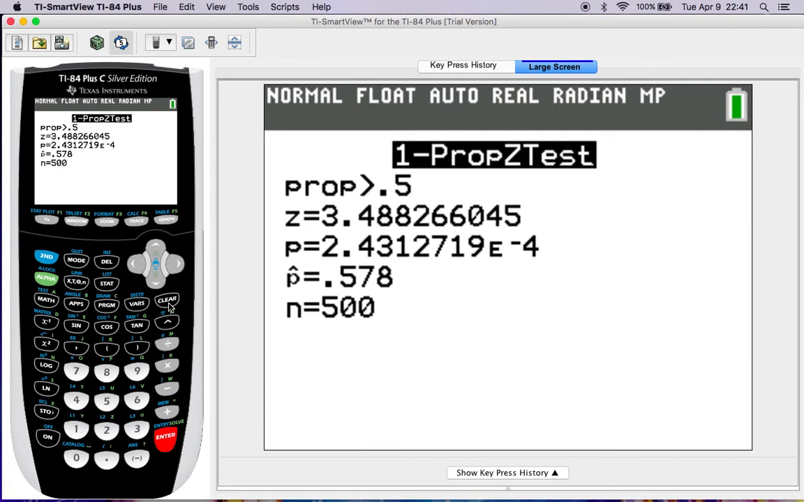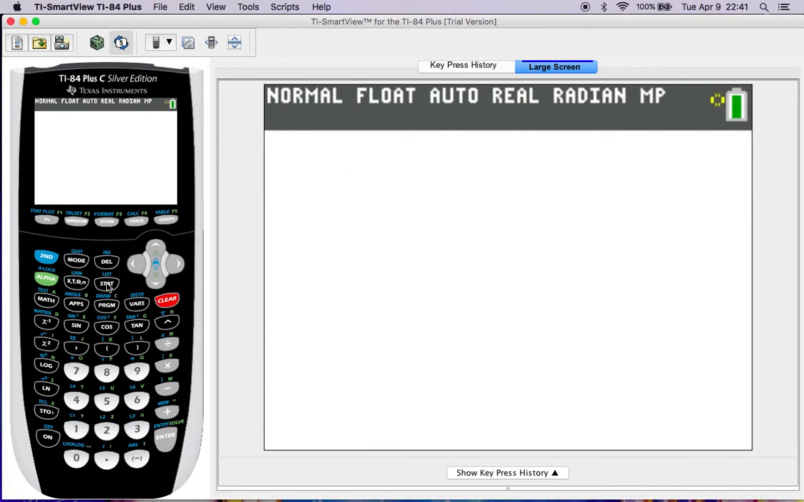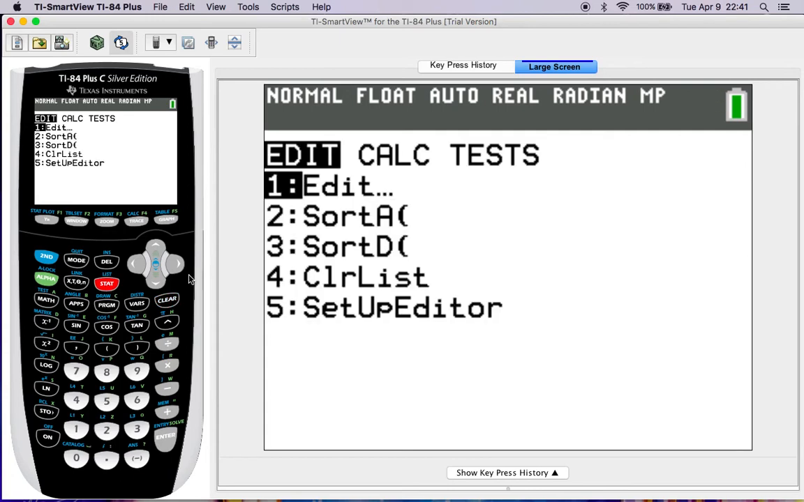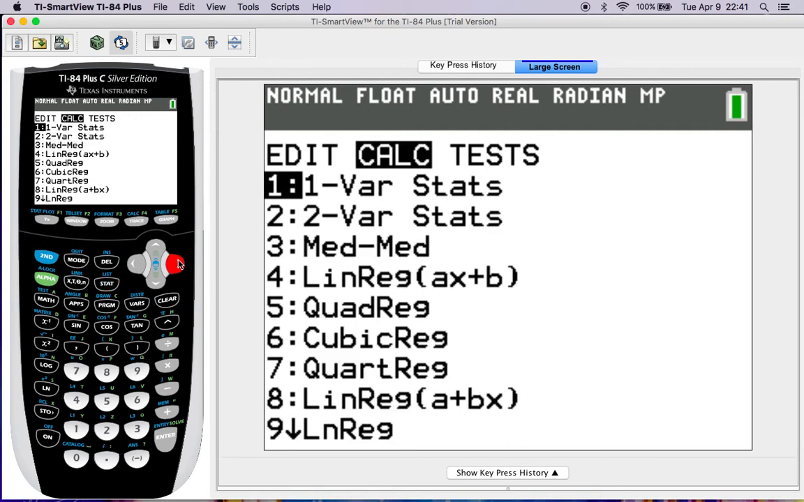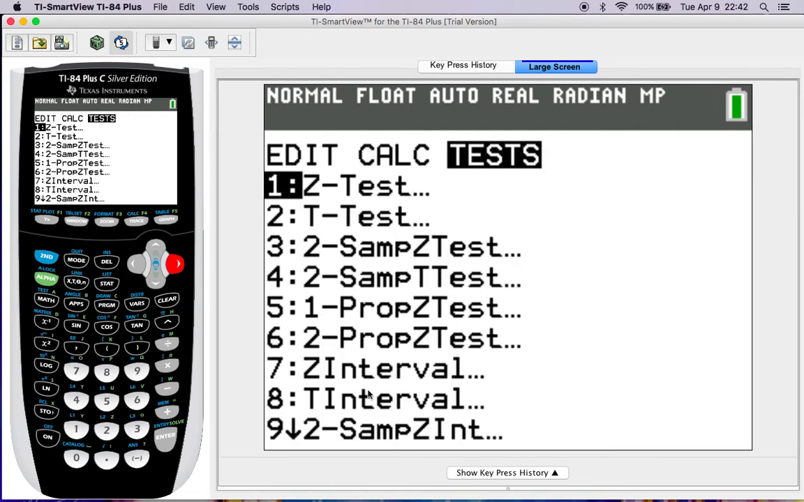So last example, I'm going to hit clear again. This time we are looking at the percent of people that talk to their animals over the phone. I'm going to hit stat and arrow over to tests. This list of tests is going to become your saving grace. I am not kidding, it really is. Option number 5.